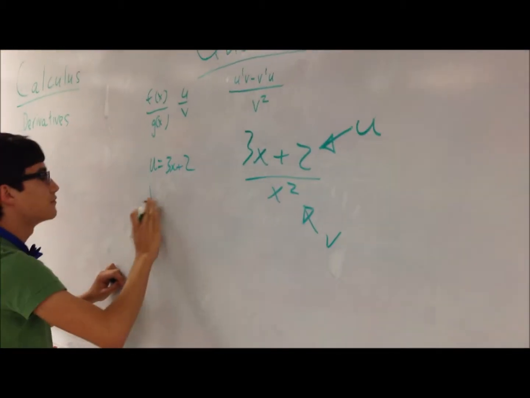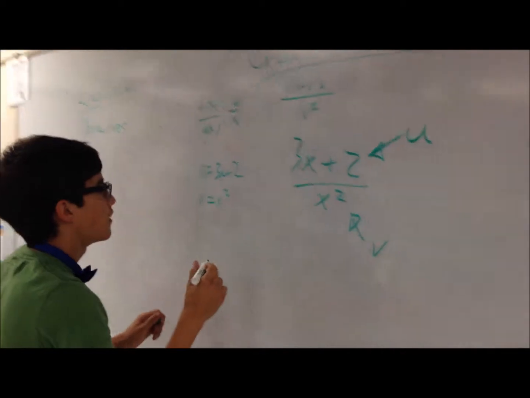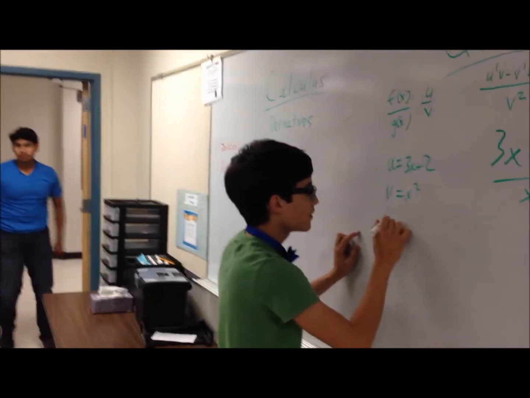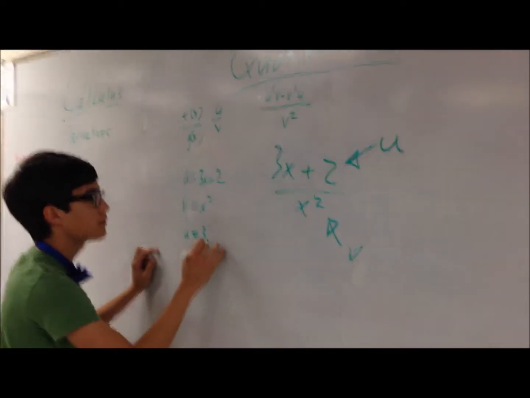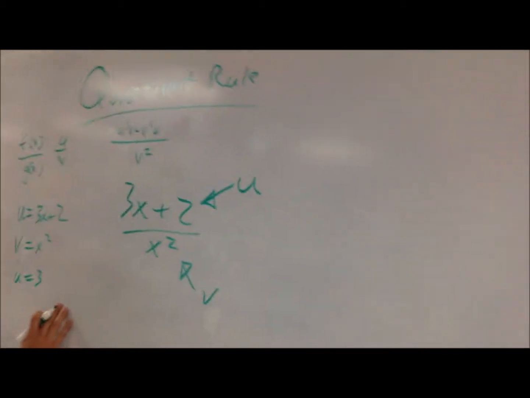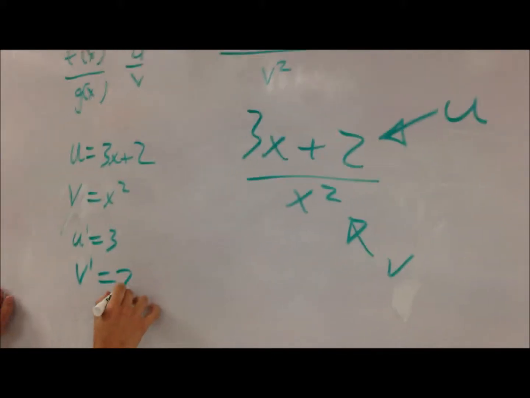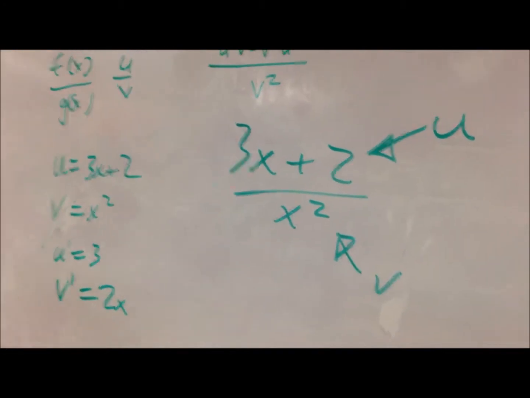v equals x squared. Alright, so now we can find the derivative of each: u prime is 3 because of the power rule. The constant goes away. Anyways, the v prime will be equal to 2x because of the power rule again.